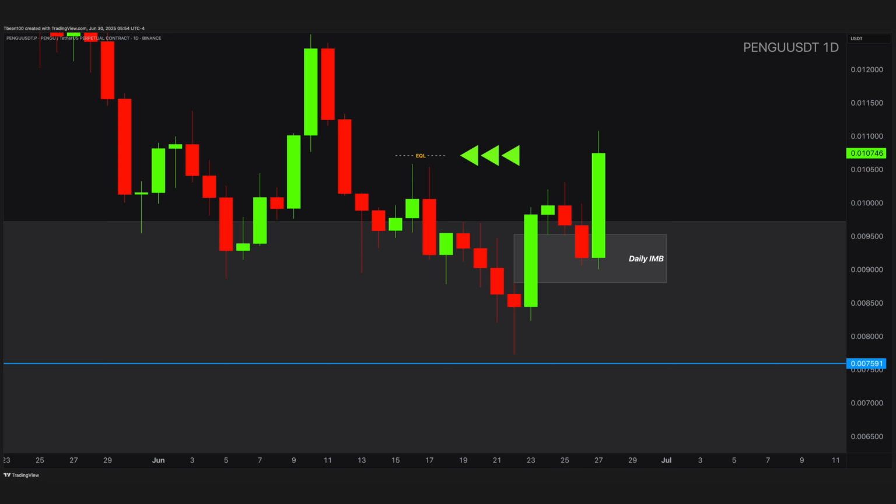Notice these lovely equal highs above, a clear target for us. And the longer relative equal highs as well. Right above, we have this leftover daily imbalance too. Altogether, great targets for us.